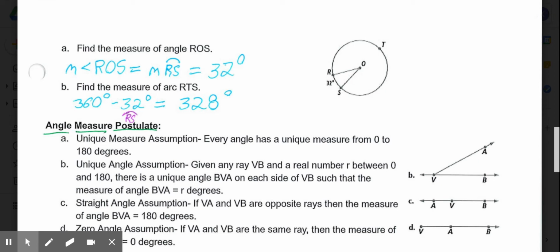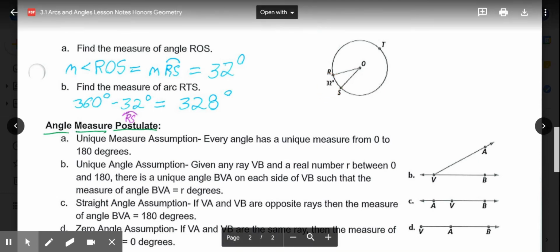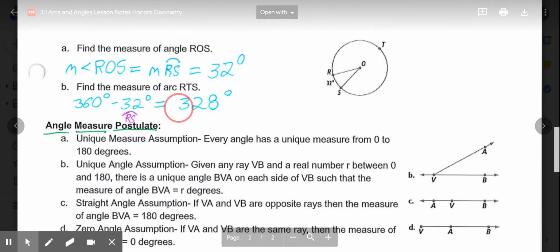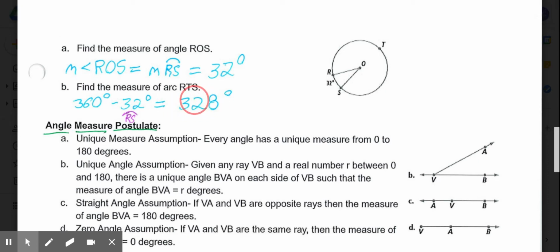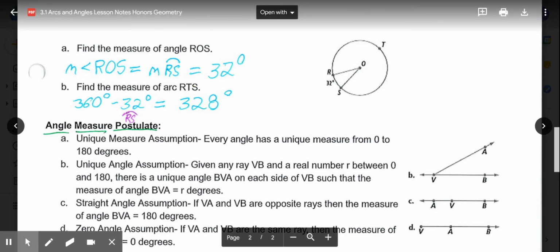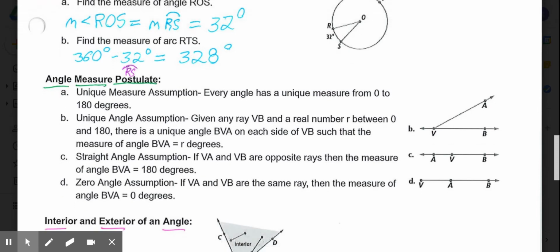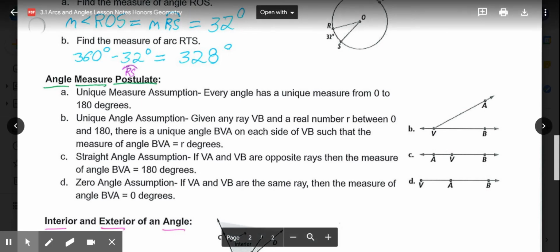Well, if we know a circle is 360 degrees, and we know the missing piece is 32 degrees, which is RS, we can do our whole circle minus RS, and we're left with the measure of the major arc RTS, which is 328 degrees. And then we move into our angle measure postulates. Our angle measure postulate is made up of 4 different assumptions. So these 4 assumptions from A to D make up our singular angle measure postulate.